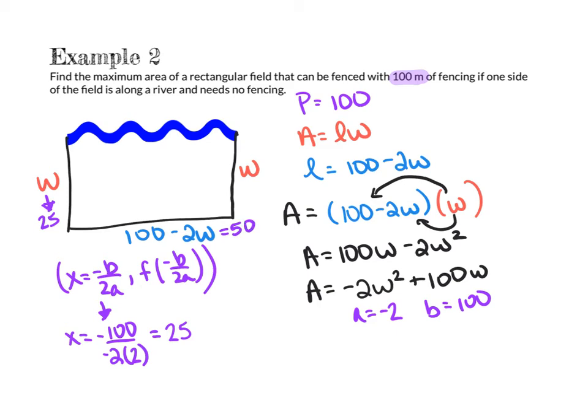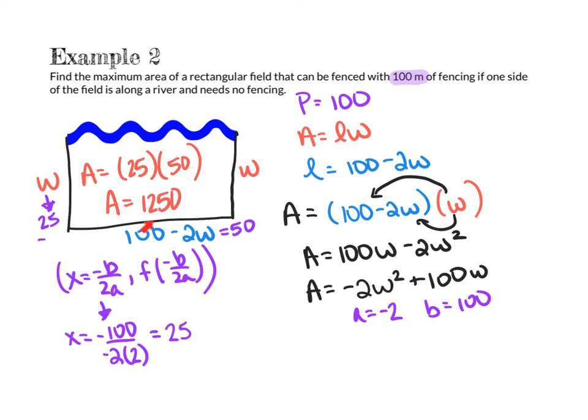So I know the actual dimensions of the rectangle now. They are 25 and 50. To find the maximum area, the simplest thing would be to just multiply. The area is equal to the length times the width, 50 times 25, or 25 times 50. When I do that, I get the area equal to 1250.